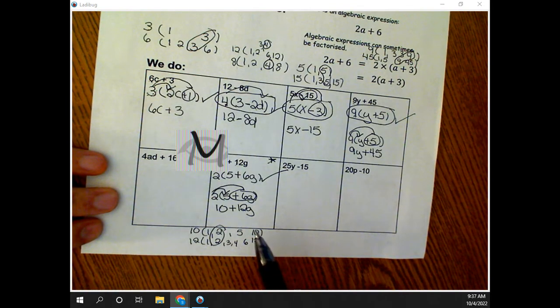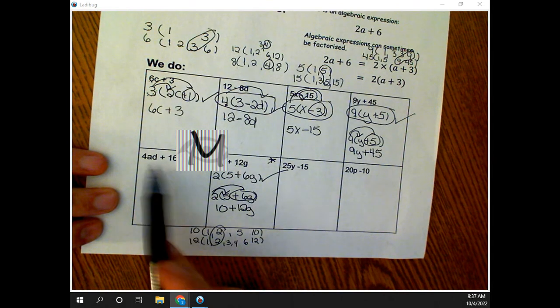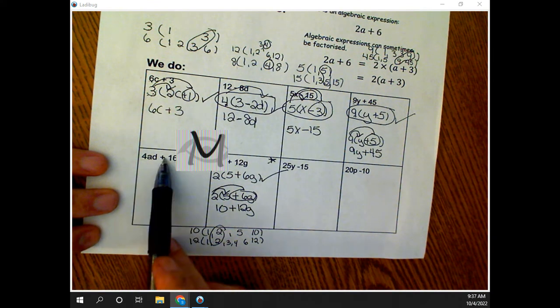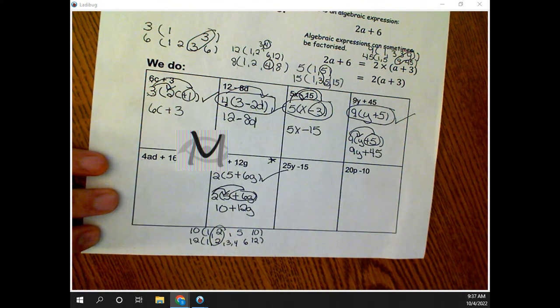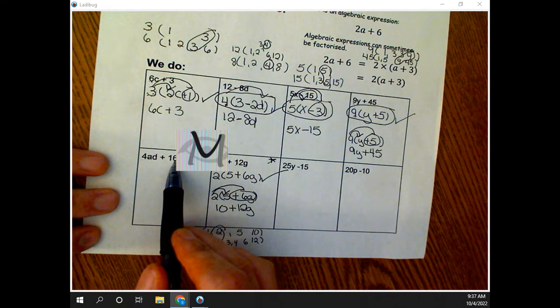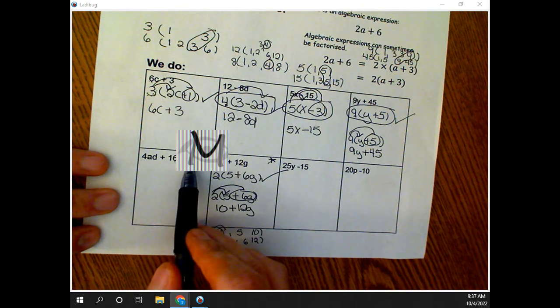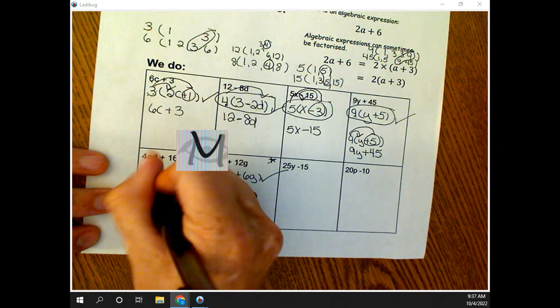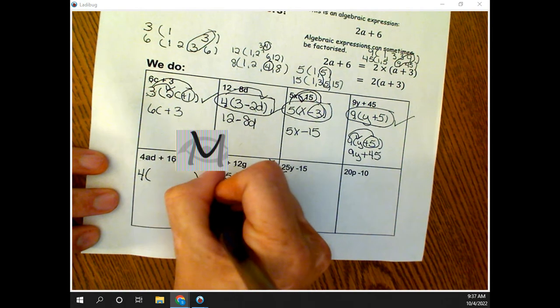Now, some people might look at this and be a little overwhelmed because I've got different variables in here. But let's look at what, off the top, you can see that can go into all of these numbers. 4, because 4 can go into 4 how many times? 4 can go into 16 how many times? 4 can go into 8 how many times? 2. All right. So I'm going to just go ahead and pull my 4 out off the top.